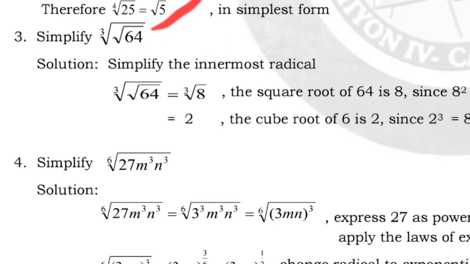Number 3, the cube root of the square root of 64. 64 is a perfect square, so the square root of 64 is 8. So we can have that as the cube root of 8. Then the cube root of 8 is also a perfect cube. 8 is a perfect cube, so the cube root of 8 is 2.